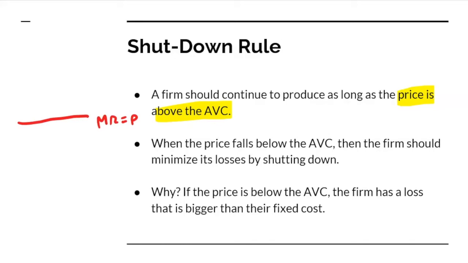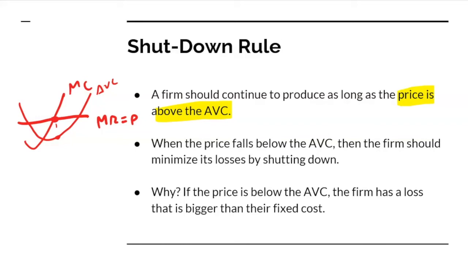We haven't necessarily gotten to this point yet, but our price is the same thing as our marginal revenue curve. It's going to be perfectly horizontal. And then we have our AVC, and then we have our marginal cost. So the firm's going to produce here. If the price is above the AVC, the firm should continue to produce.